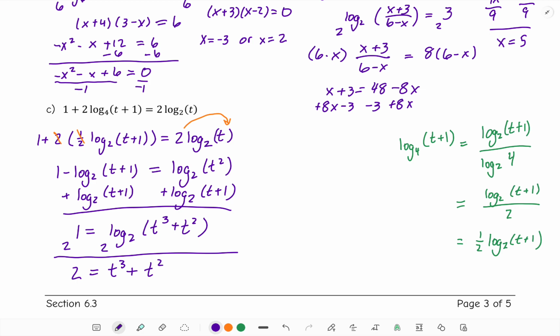Now, this is a cubic equation, not a quadratic, so we can't solve it like with the quadratic formula or anything like that. And actually, this cubic equation, I'm not going to use anything to solve it. I'm just going to do it by inspection. So 2 equals what number cubed plus what number squared? Well, if you just play around with the numbers for a little bit, I hope you see that 1 cubed plus 1 squared, which is 1 plus 1, equals 2. So that implies our answer is t equals 1. And that's it for this part of the notes.